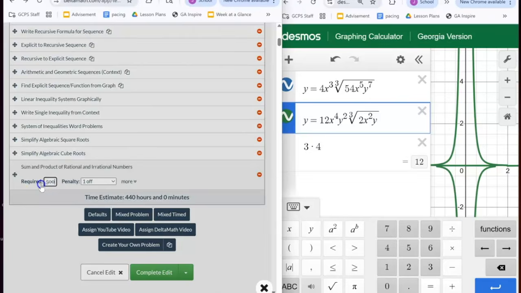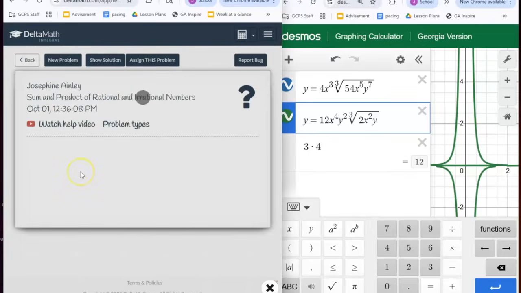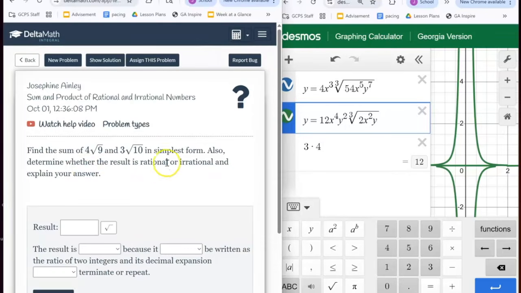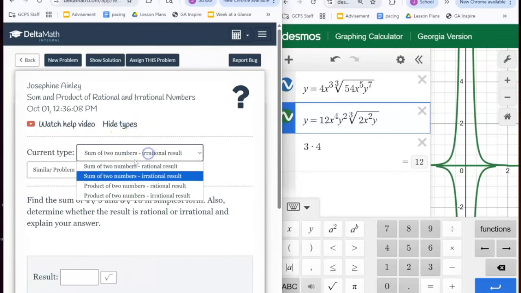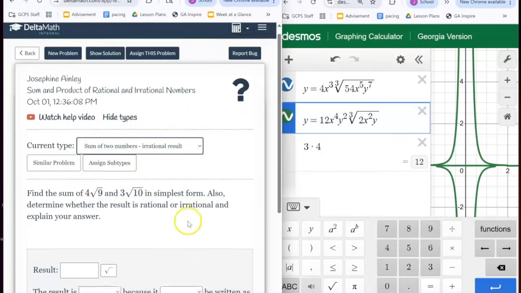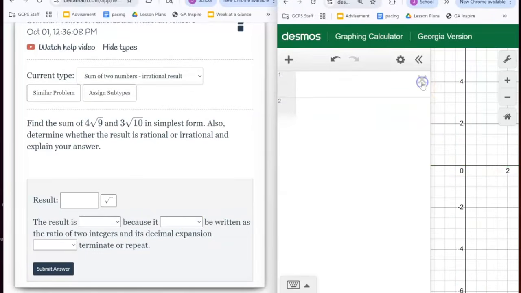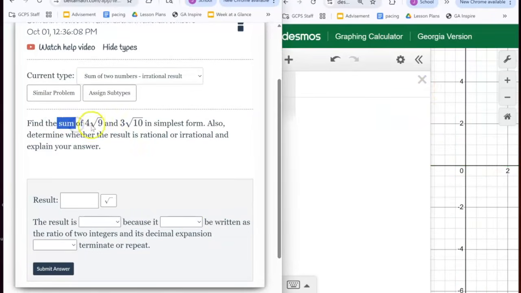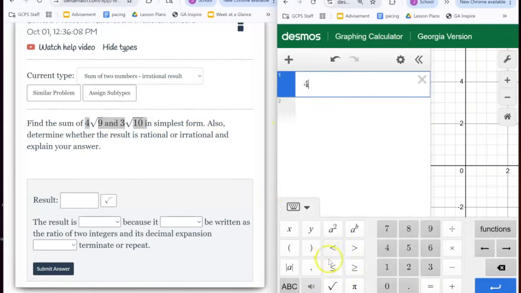All right, the last one I'm going to take a look at is the sum and product of rational and irrational numbers. So we're going to look at different types. There's a sum and then there's a product. I'm going to do sum first and then we'll do product second. So sum, find the sum. What does sum mean? Add. So it's saying add these 2 together. So let's go ahead and type that in. So 4 square root of 9 or 4 radical 9 plus, because it says sum, 3 radical 10.